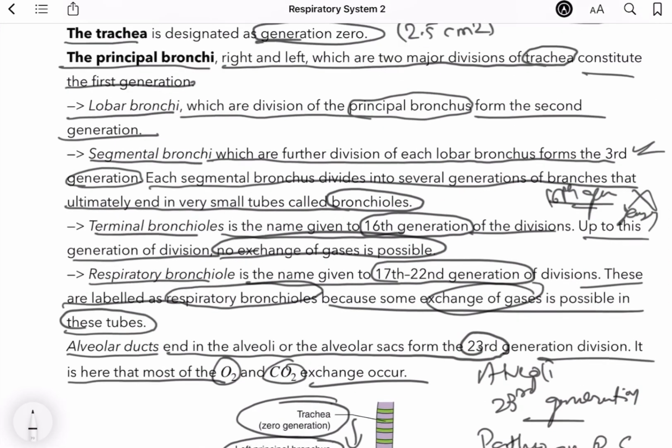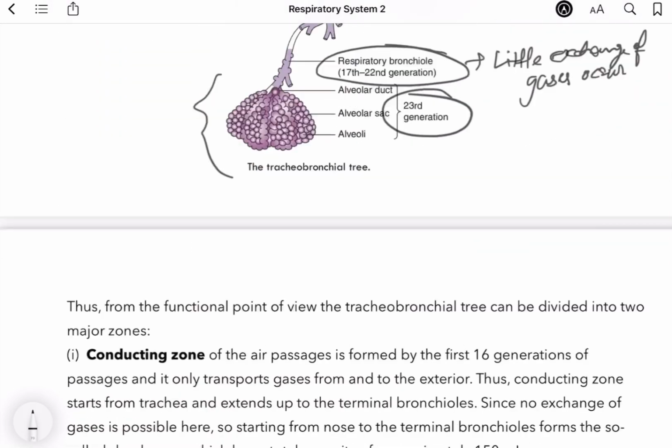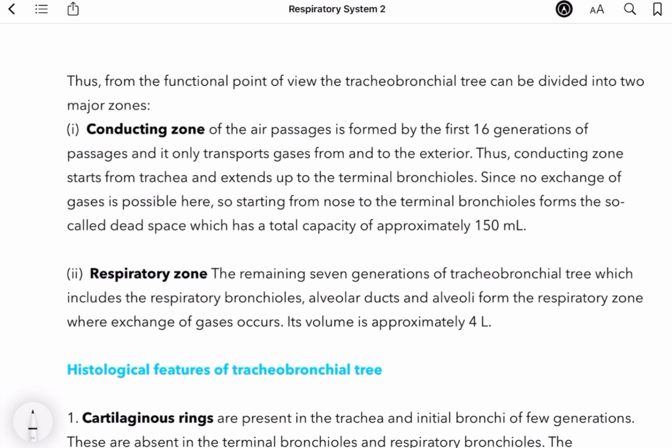This was all about tracheobronchial. Sometimes short notes are also asked on the tracheobronchial tree. Now next, this is also important. Thus, from the functional point of view, the tracheobronchial tree can be divided into two major zones.